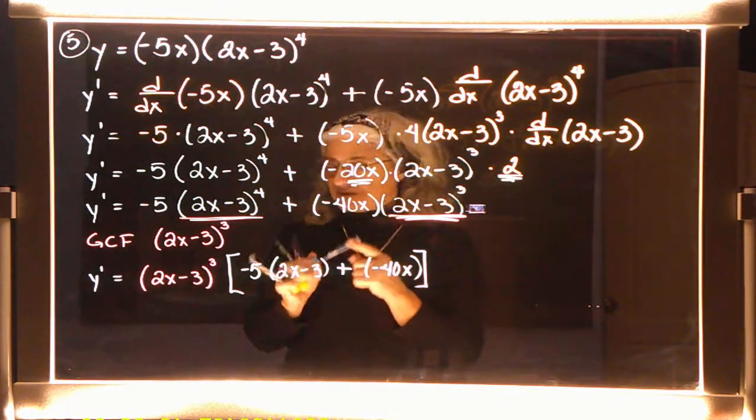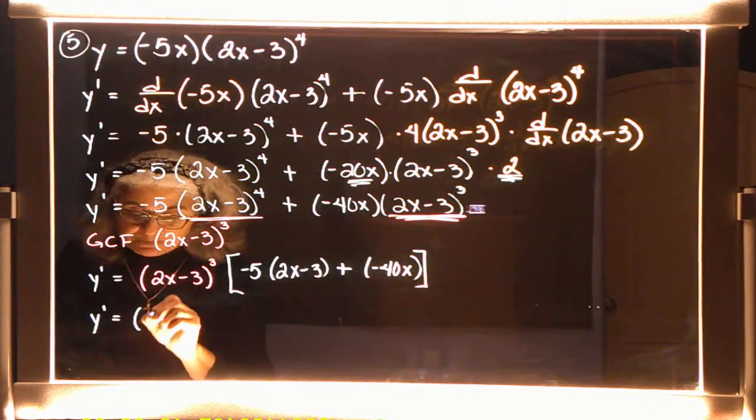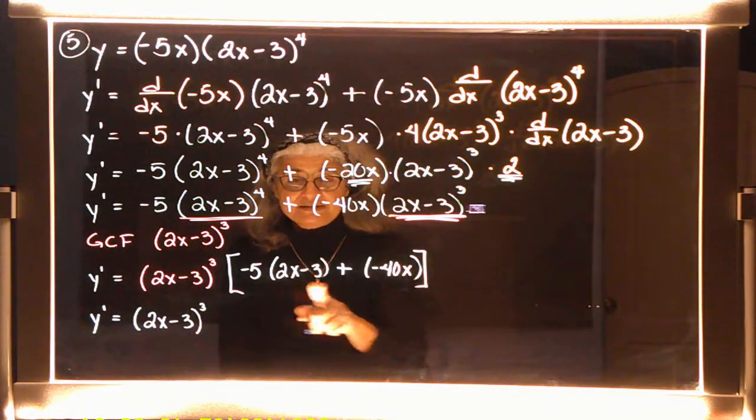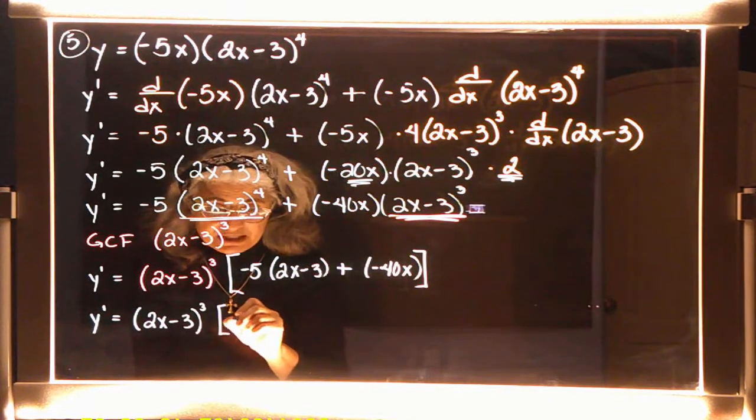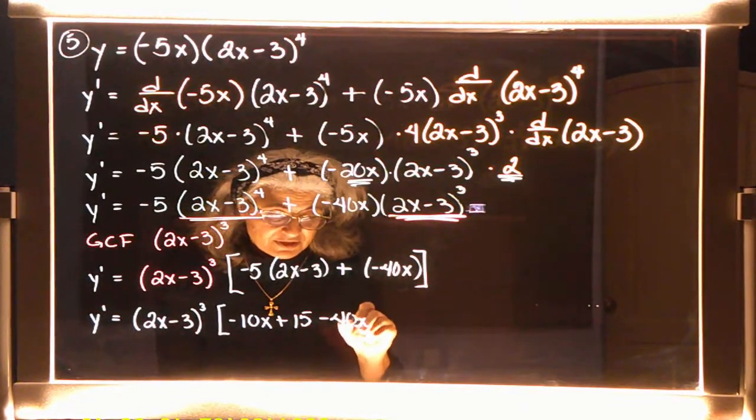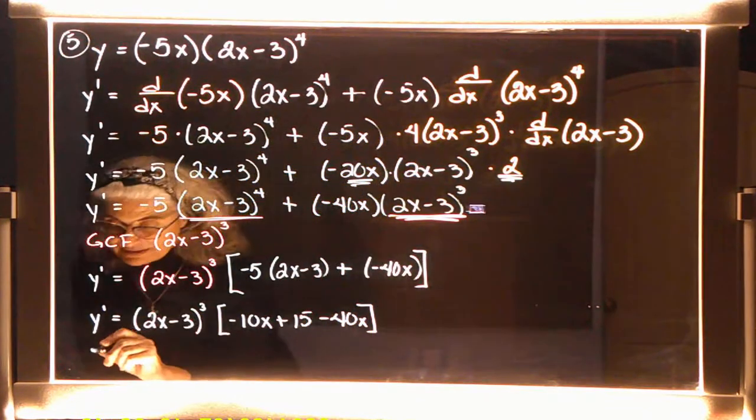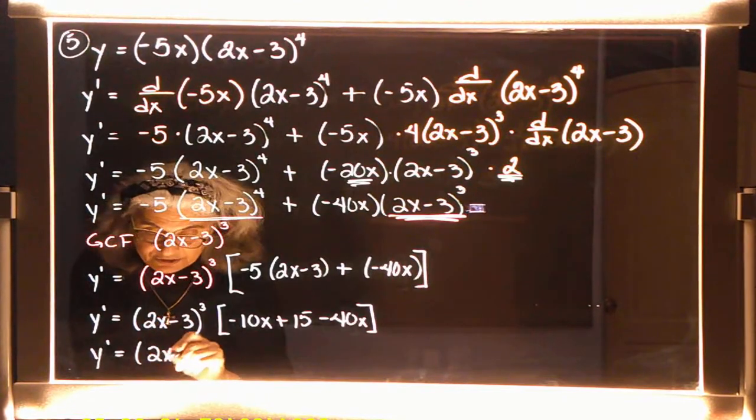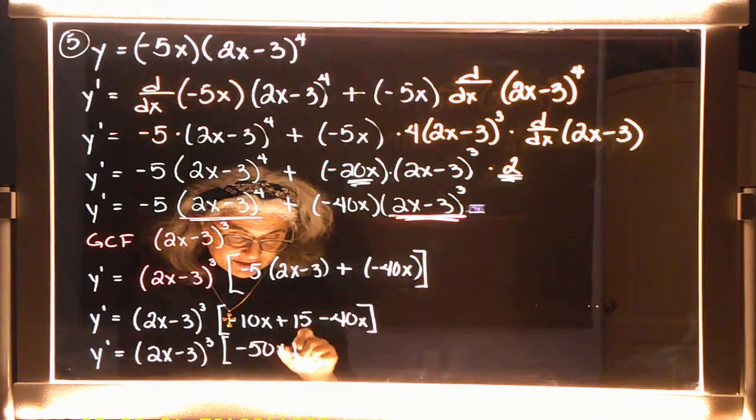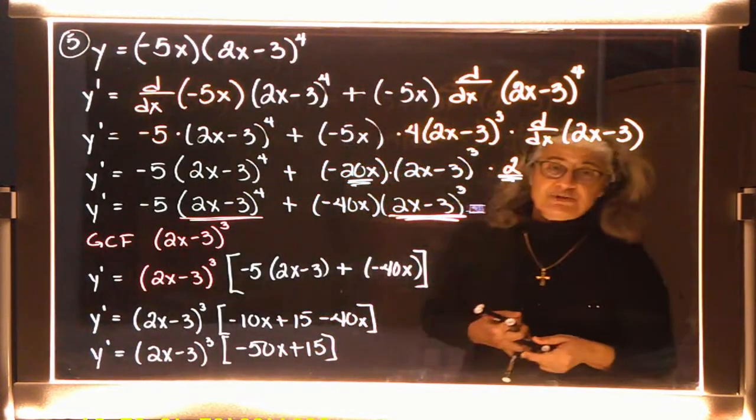Cool? Okay, so let's see what this looks like. So y prime is equal to my greatest common factor of 2x minus 3 to the power of 3. And now we get to simplify in this bracket, which actually looks pretty easy to simplify. It doesn't look too bad, actually. So yay for that. One more line, it looks like. So it looks like we have a negative 50x plus the 15. Hey, that's pretty nice.